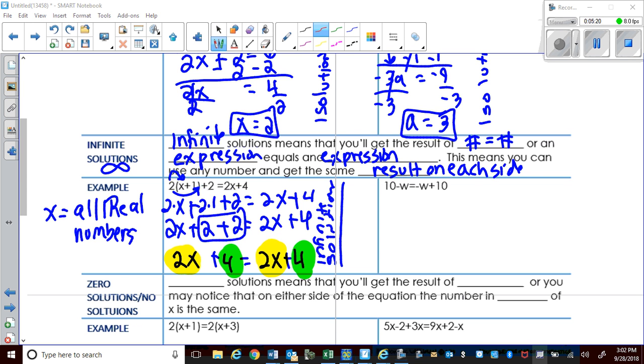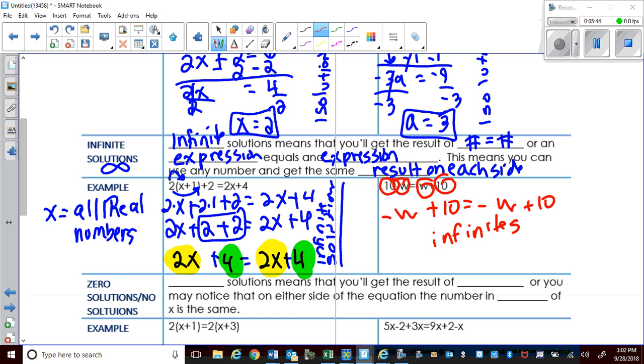Now, on the next part, if you look, 10 is positive on the right and the left. W is negative on the right and the left. If I rewrite it, I have negative W plus 10 equals negative W plus 10. This has infinite solutions. I don't have to solve for the variable because all numbers would work. I could pick any number, and that could be a solution.